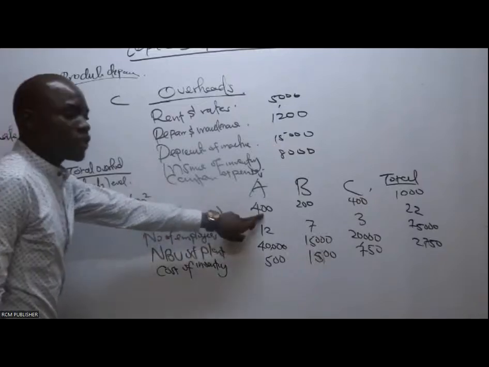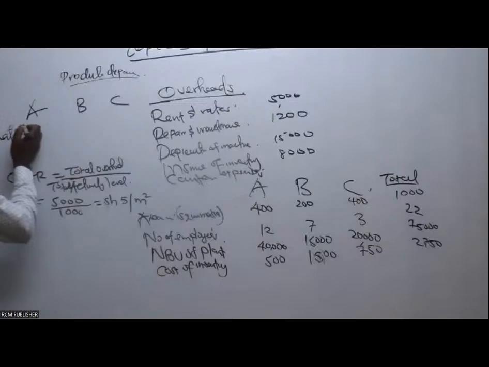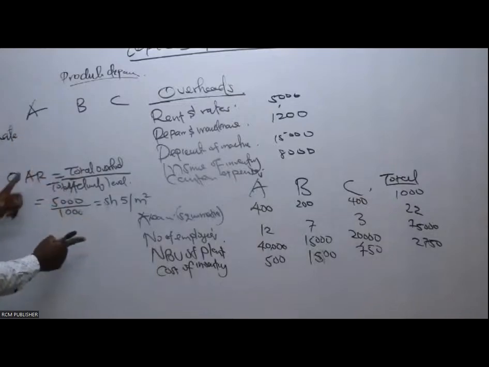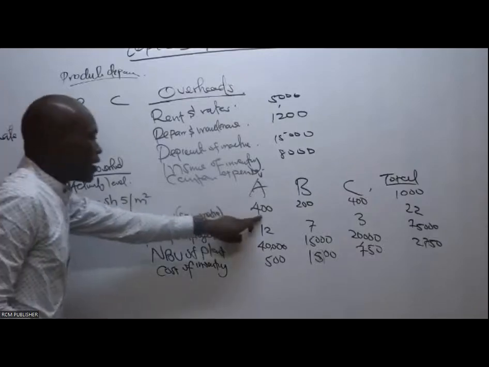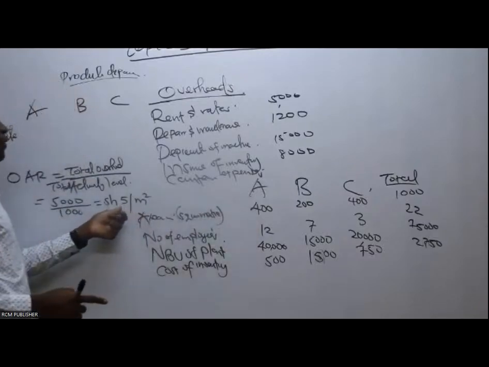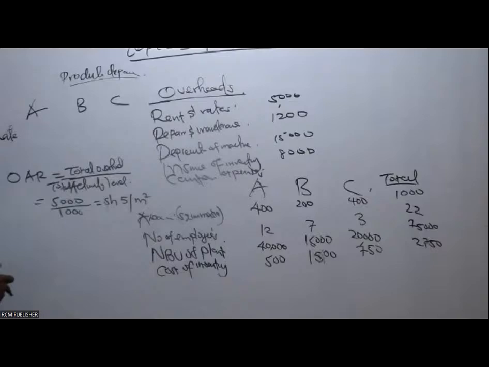Department A has got 400, so Department A will be having 400 times the rate. Our 400 times the rate of 5 will give us a value. And what is this value? It's going to be 2,000.